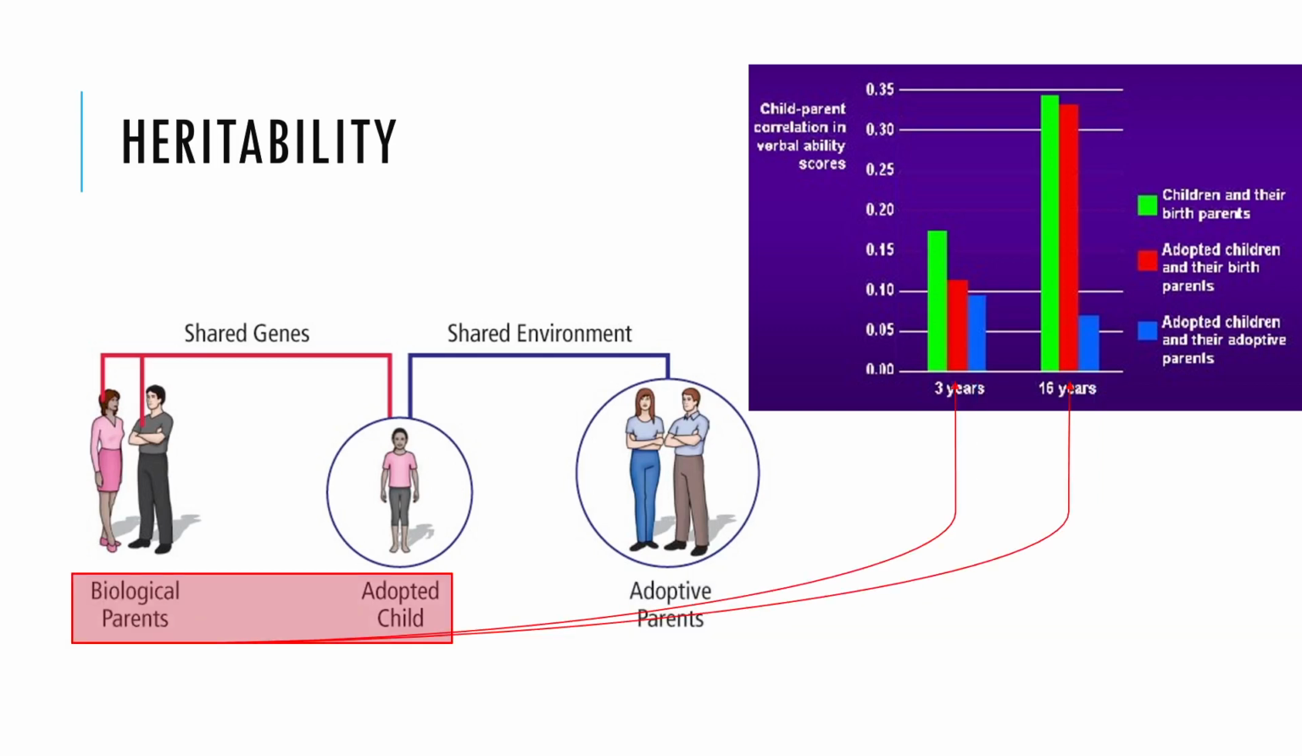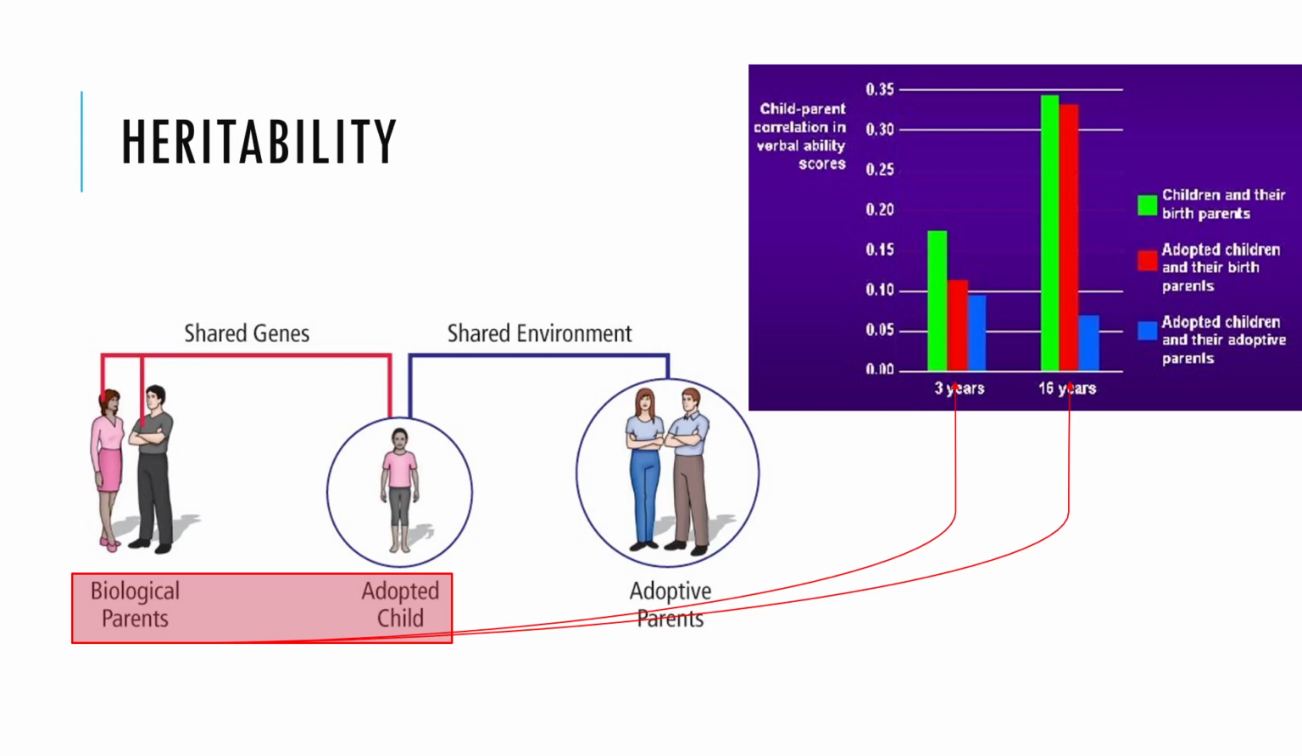Now, if we look at the red bars, which is where we're comparing the adopted child with their birth parents, we see that at 3 years of age, they're not really that much more correlated than the child had been with their adoptive parent. But by 16 years of age, all of a sudden we're seeing really strong correlation between the adopted child and their biological parents.